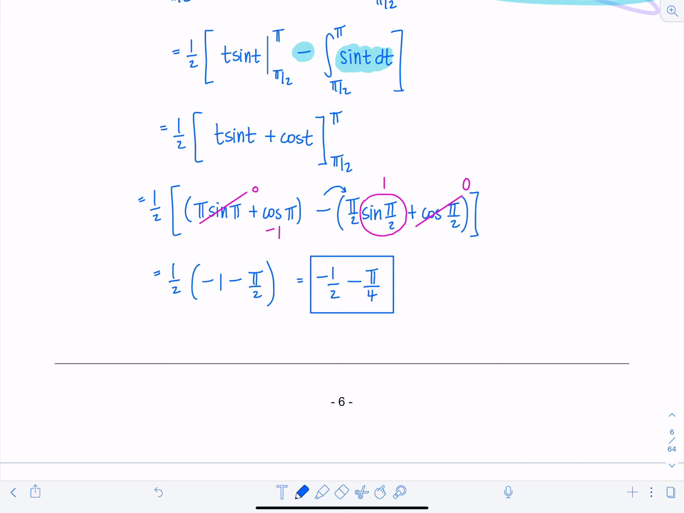So good. All right, so that concludes the lesson on integration by parts.